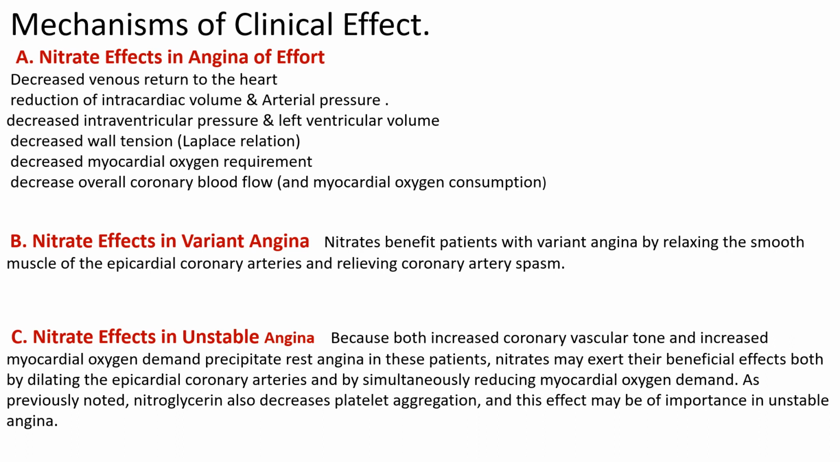What happens in variant angina? Nitrates benefit patients with variant angina by relaxing the smooth muscle of the epicardial coronary artery and relieving that transient coronary artery spasm. Now, what do nitrates do in unstable angina? Nitrates exert their beneficial effects both by dilating the artery and by reducing myocardial oxygen demand. Nitroglycerin also decreases platelet aggregation, and this effect is very important in unstable angina.